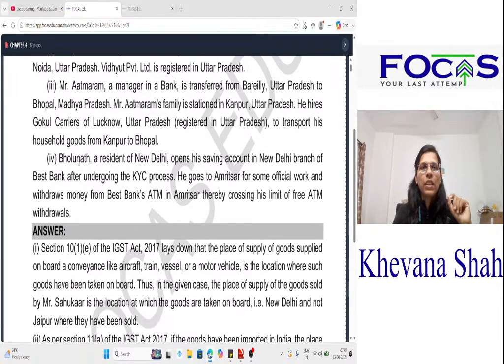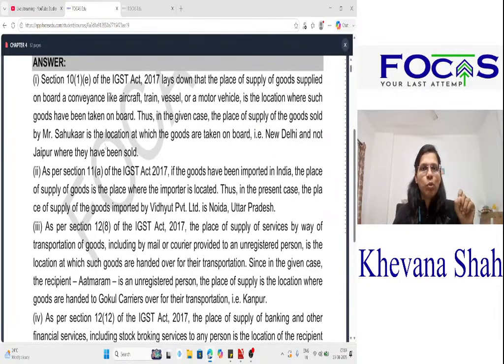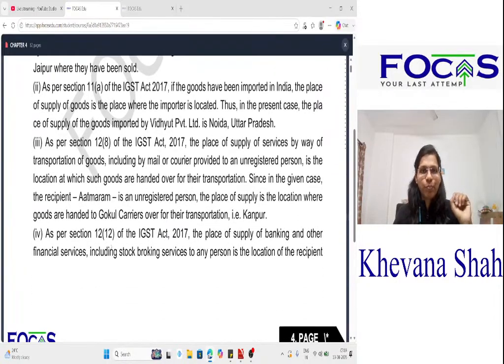Third one, Mr. Atmaram, a manager in a bank, is transferred from Bareilly, UP to Bhopal, MP. Mr. Atmaram's family is stationed in Kanpur, UP. He hires Gokul Carriers of Lucknow, UP, registered in UP, to transport his household goods from Kanpur to Bhopal. So see here what do we have? We have movement of goods, right? The goods are being transported. Okay, take 2 minutes and please prepare an answer for this.